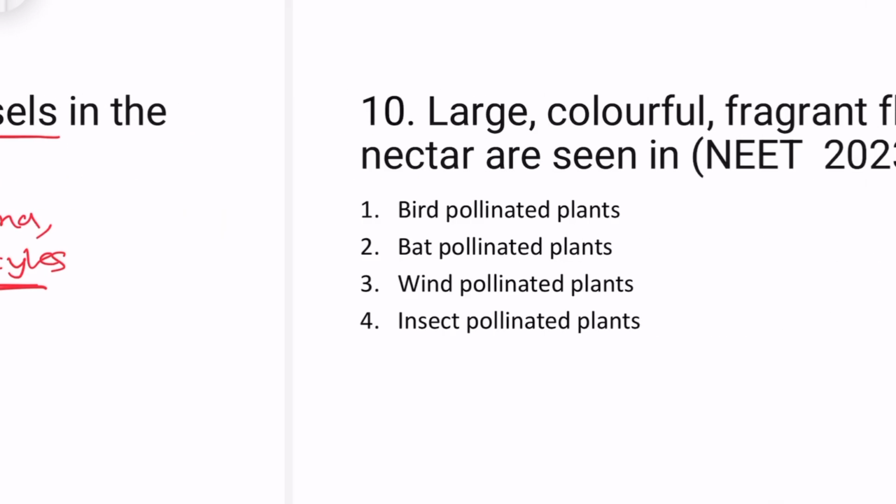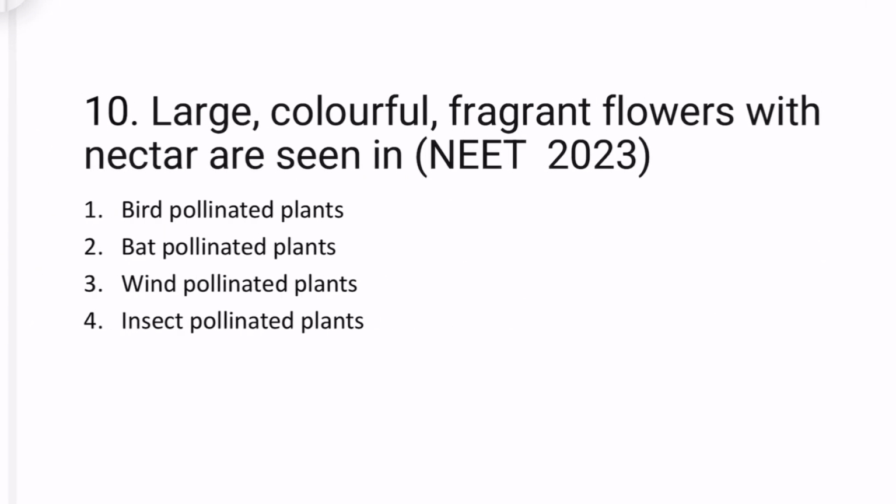The next question. Large, colorful, fragrant flowers with nectar are seen in. Previously we have discussed colorful, fragrant flowers with nectar. These are the characteristic features of insect pollinated flowers, because all these features are meant to attract the insects: production of fragrance, production of nectar, and having colorful petals. All these features are meant to attract insects for the sake of pollination. So all these features are seen in insect pollinated flowers. The next question.